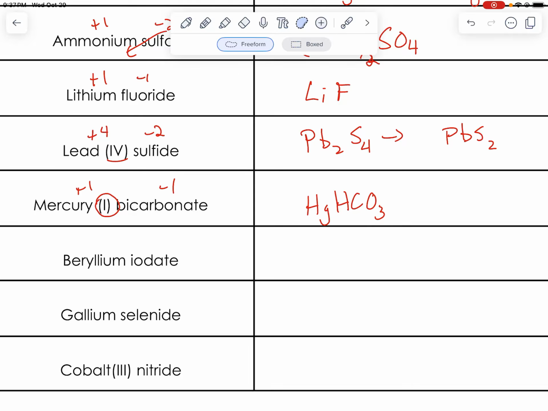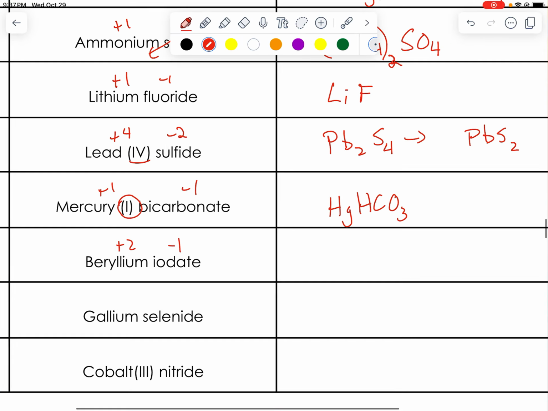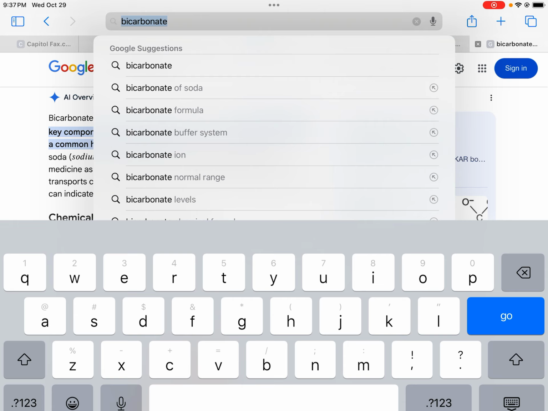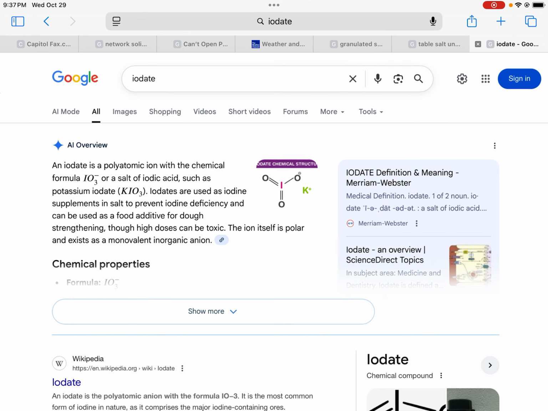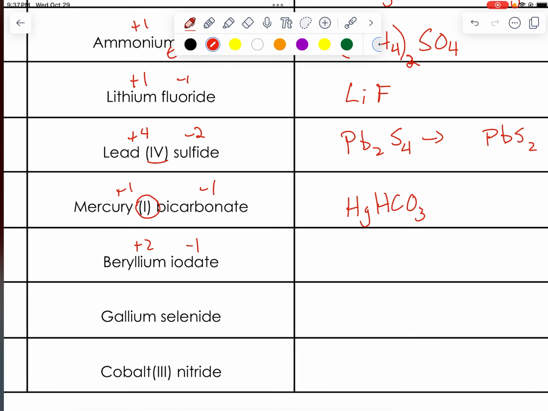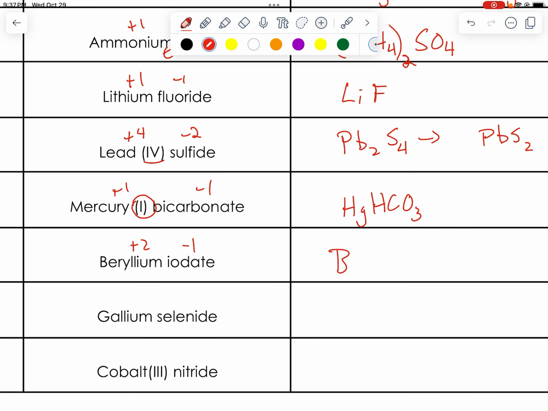All right, beryllium iodate. Beryllium is +2. Iodate, I believe, is -1, but let's look. Iodate. It's IO3 -1. So BeIO3. So beryllium, the 2 goes to the iodate. The 1 goes to beryllium, but we don't put the 1. So there you have it.